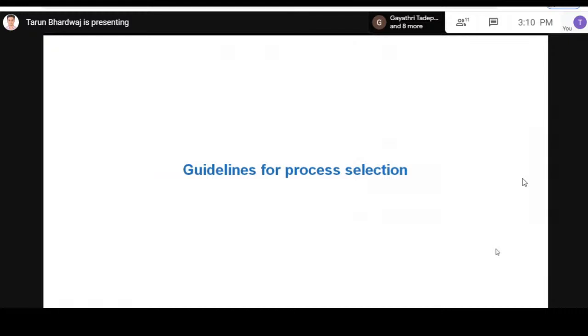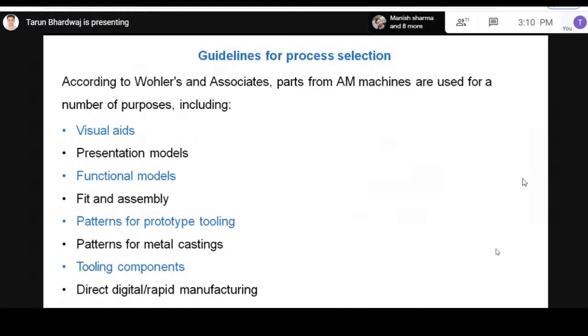And what are the guidelines for process selection? How do we select the process? According to Wohlers and Associates, who are the topmost leaders now in additive manufacturing, parts from additive manufacturing are used for a number of purposes, including visual aids and presentation models, functional models, fit and assembly, patterns for prototyping tooling, patterns for metal casting, tooling components, and direct digital and rapid manufacturing. So we have to set our guidelines for what process to select, and that depends upon these purposes.